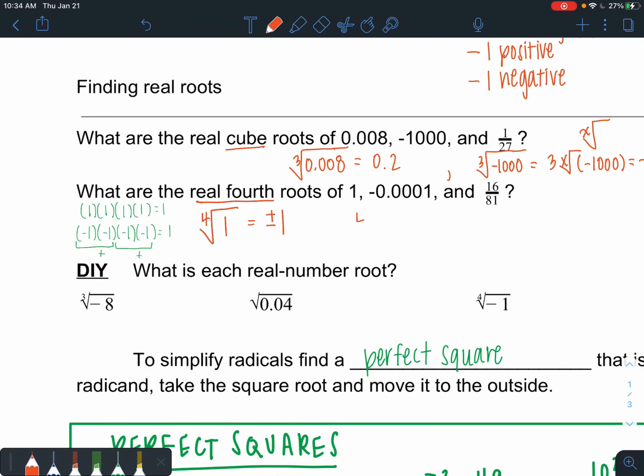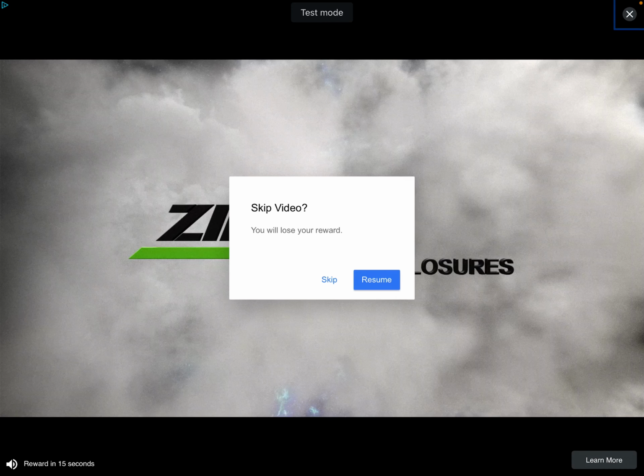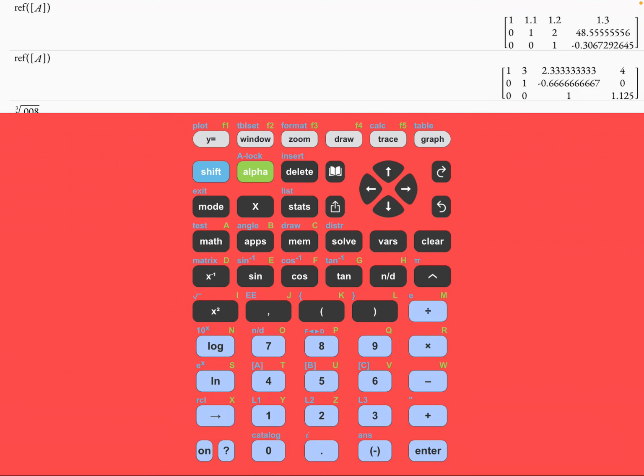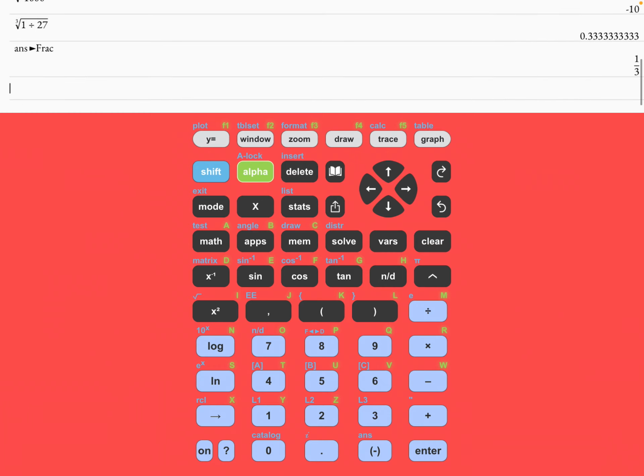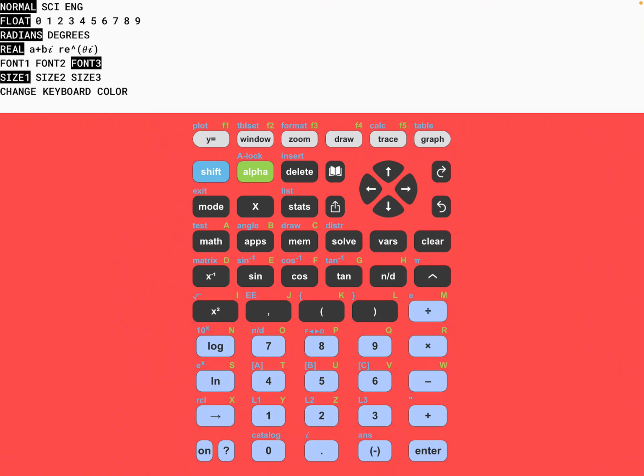The fourth root of negative 0.0001, if we type that into our calculator, how do I get out of here? Stuck. So math, come on. I was on alpha lock.